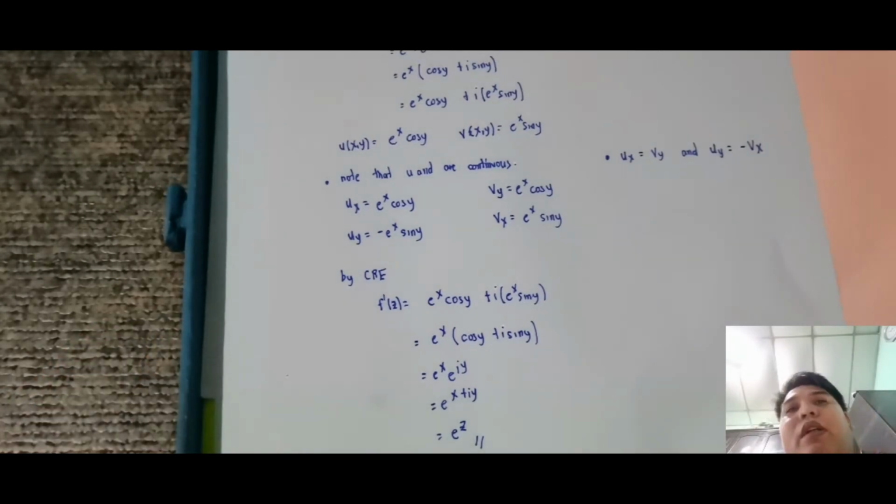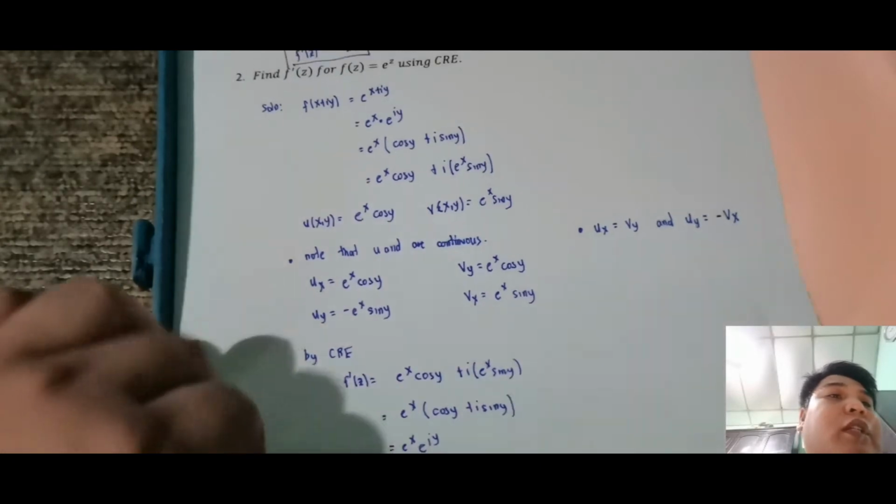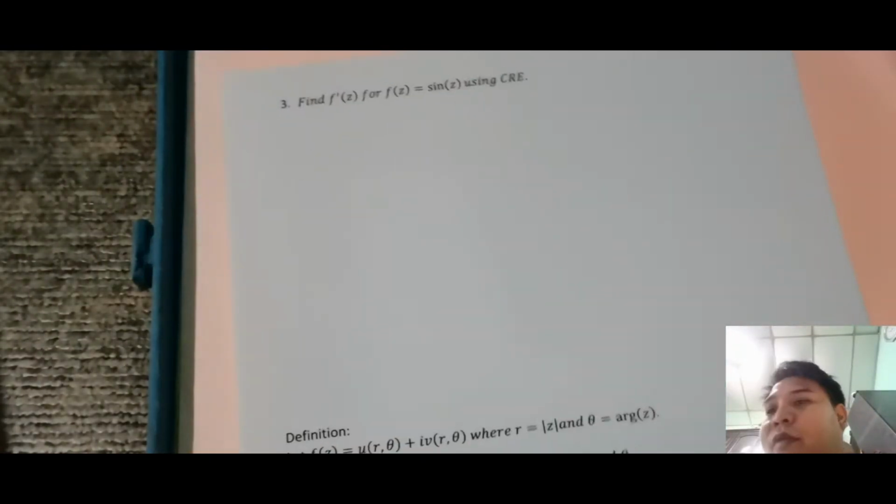Okay, so ganun lang kasimple pagkuha nito using yung CRE. Tandaan na, una, express mo x plus iy. After nun, kunin mo u of x comma y, partial derivative of u with respect sa x, partial derivative of u with respect sa y, partial derivative of v with respect sa x and y also. Then, kailangan check mo rin ang continuous. After nun, saka mo pwede gamitin yung conclusion ng Cauchy-Riemann equation. Okay, so proceed tayo sa next example. Tuloy-tuloy ko na to para hindi na ako mawala.